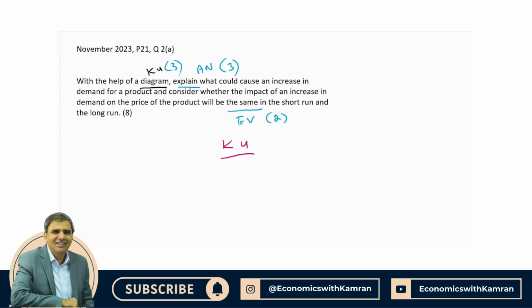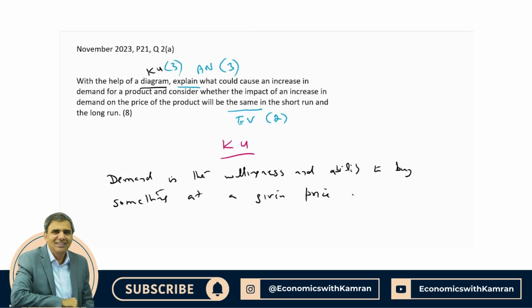So first we define demand, because the question is about demand, so we must give a clear definition of demand. So demand is the willingness and ability to buy something at a given price during a period of time.